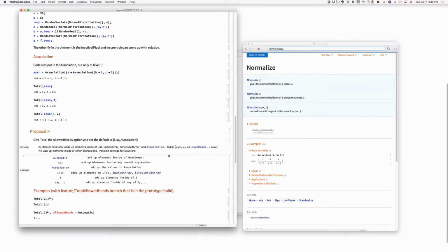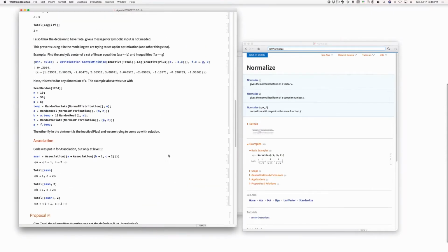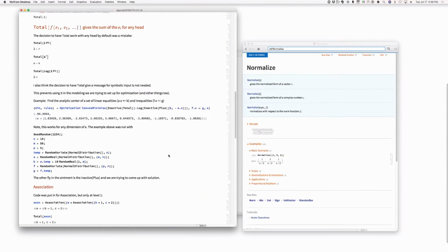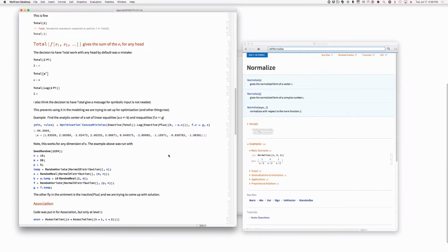So I think the summary here is that Rob needs some changes in total for his optimization project. And in the process, he's fixing a bunch of ugly things in total. Okay. So let me ask a couple of questions. In what aspects is total stupid? Oh, that's absolutely stupid. That is absolutely stupid and shouldn't be that way.